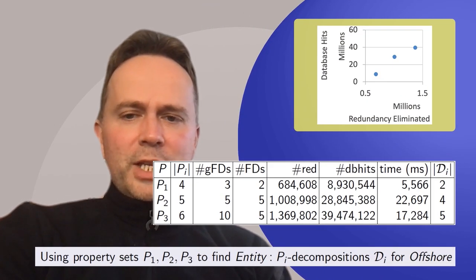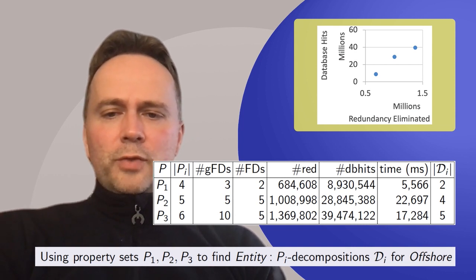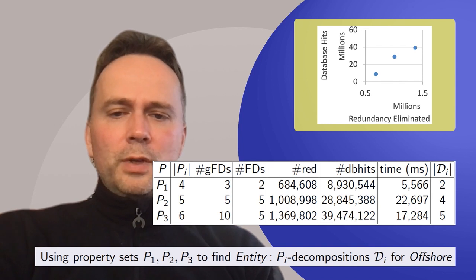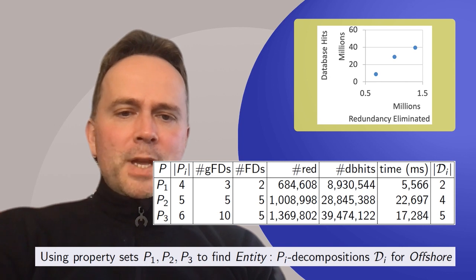Then what is the normalization effort that we need to put in? For that, we looked at real-world properties and constraints on this offshore data set. P3 here is actually the union of P1 and P2. They have different graph functional dependencies that we extracted from this set. And here's the number of redundant data value occurrences that we eliminated by this process.